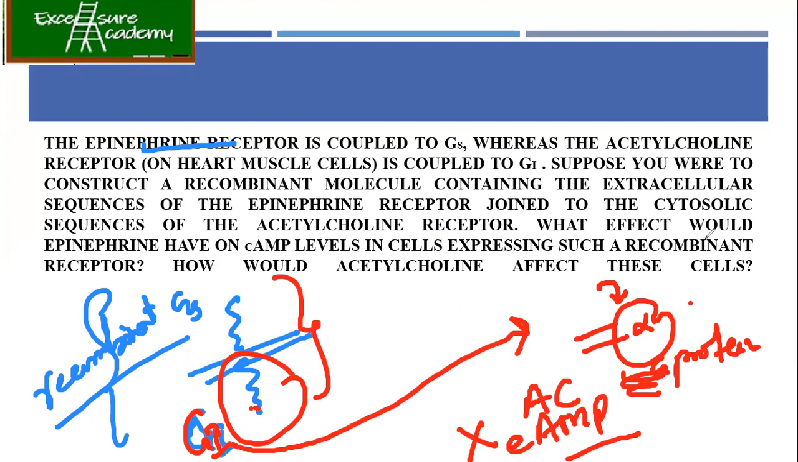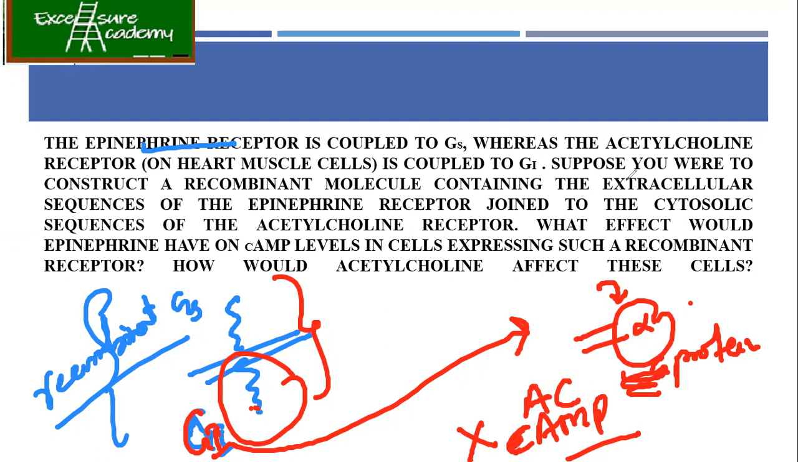So what effect would the epinephrine have? There will be no effect, no effect on the cAMP levels because it is going to inhibit, okay. So the recombinant protein would function as an epinephrine receptor coupled to GI, and therefore it is going to inhibit the activity of the adenylyl cyclase, hence there won't be any synthesis of the cAMP intracellularly, hence no secondary messenger, there is no signal transduction, okay, there will be no amplification, your signal will terminate right there. Now what is the next question they are asking?